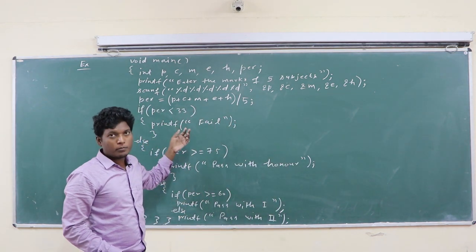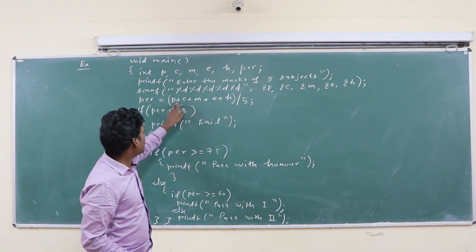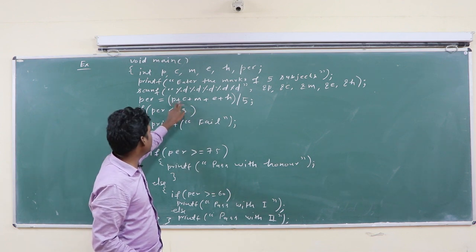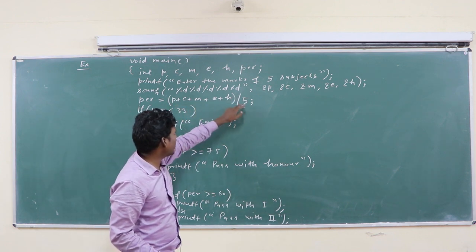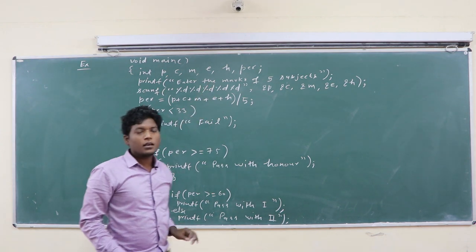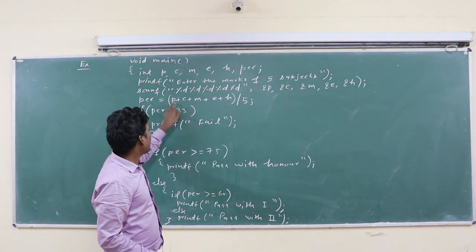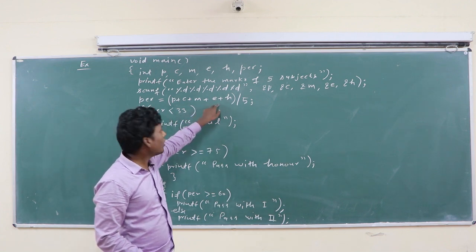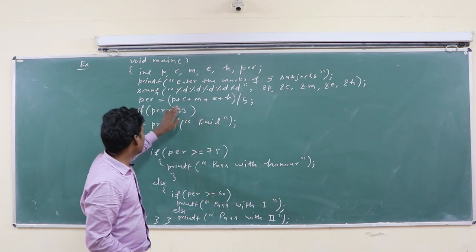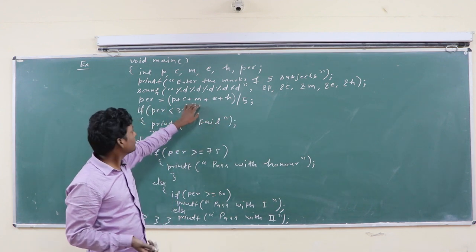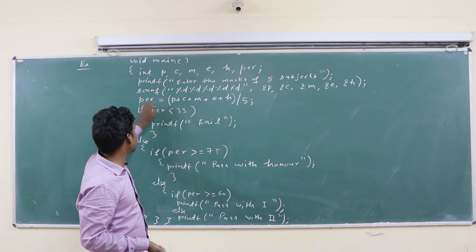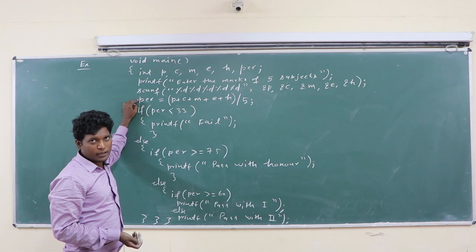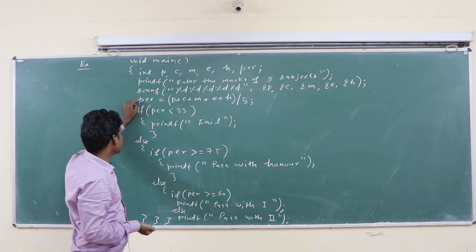Now you can calculate the percentage: p plus c plus m plus e plus h divided by 5. If each subject is 100 marks, then the sum of all marks of all subjects divided by the number of subjects will give the percentage, and this percentage is assigned to the per variable. Now the per variable has the percentage.